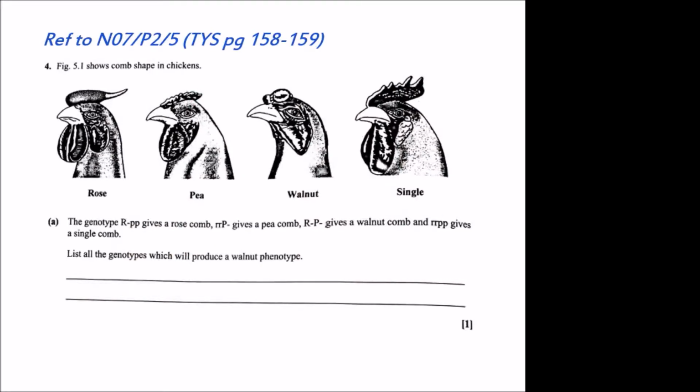It's in your TYS if you want to take a look at it. They will help you. Look at the hints they've given you. This gives you rose. This gives you pea. This gives you walnut. This gives you single comb. So it can be done, don't worry.